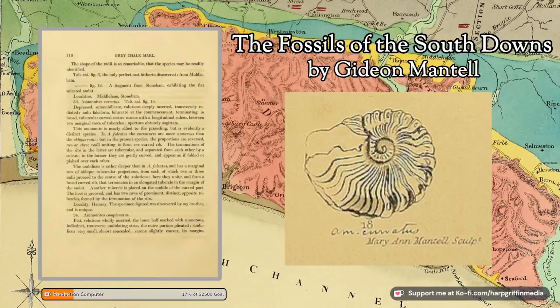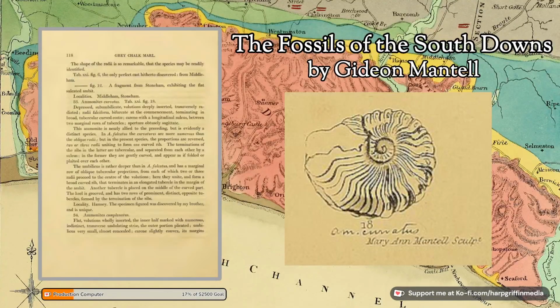The umbilicus is rather deeper than in A. falcatus, and has a marginal row of oblique tubercular projections, from each of which 2 or 3 radii proceed to the center of the volutions. Here they unite and form a broad, curved rib that terminates in an elongated tubercle in the margin of the ambit. Another tubercle is placed on the middle of the curved part.